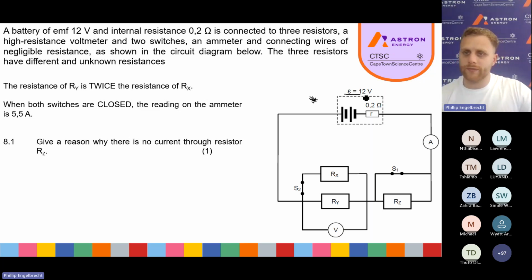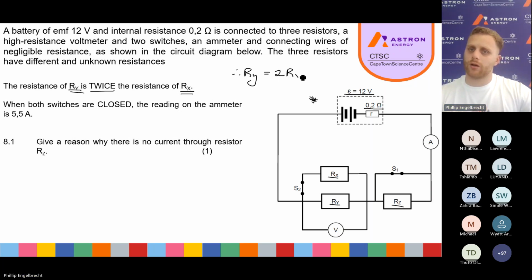Okay, the EMF is 12 volts, your internal resistance is 0.2 ohms, and each resistor has a different resistance. That's basically what this whole scenario explains. Now it says here, the resistance of resistor Y is twice the resistance of resistor X. So that therefore means that resistance Y is twice Rx. That's quite an important bit of information.